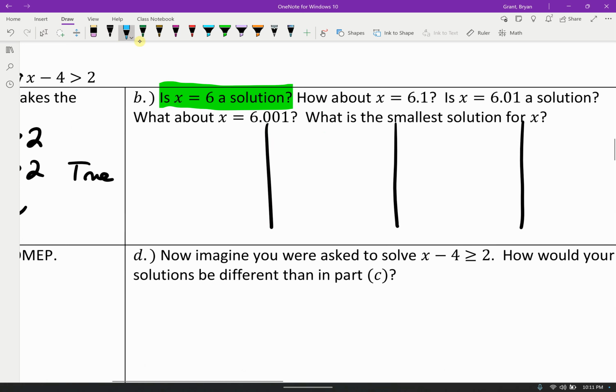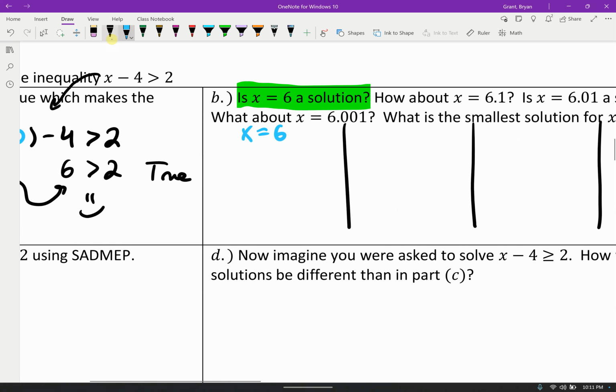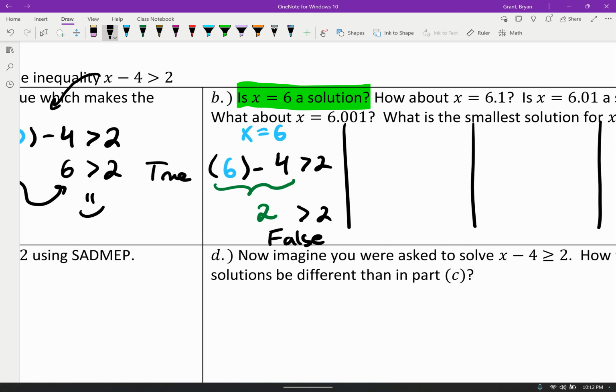So I'll start with x equals 6. We're using the same inequality. X minus 4 is greater than 2. So blank minus 4 is greater than 2. We'll try 6 in there. And what is 6 minus 4? Well, that's 2. And keep the greater than 2. Is 2 greater than 2? Well, no, it's not. That's false. 2 is equal to 2, but there's no equal to sign there. So is x equals 6 a solution? No, it's not. So let's go bigger than 6.